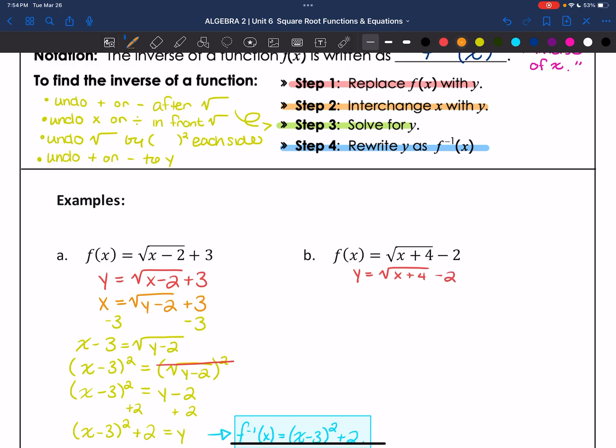Then we want to interchange x with y. And next, solve for y. So what's going to be our first step in solving for y in that third step, that green step? Yeah, because we're subtracting 2. The first thing is undoing adding or subtracting, the adding or subtracting after the radical. We'll want to do the opposite operation.